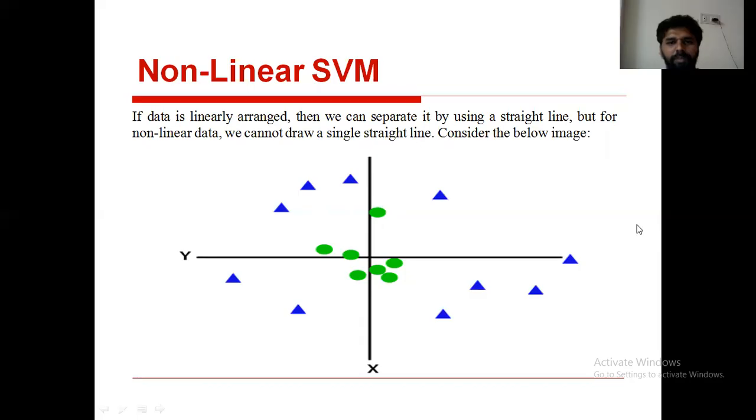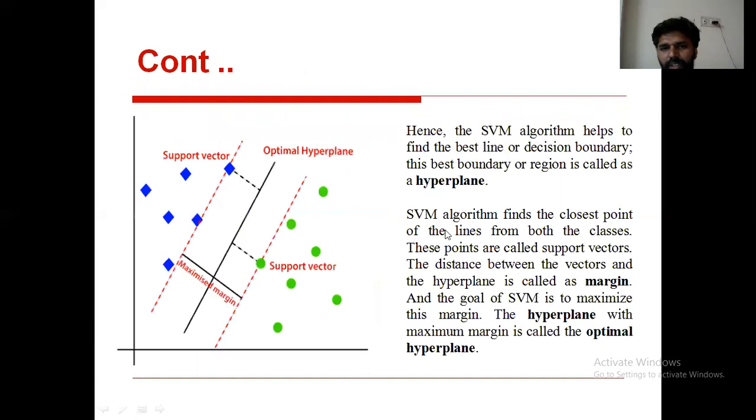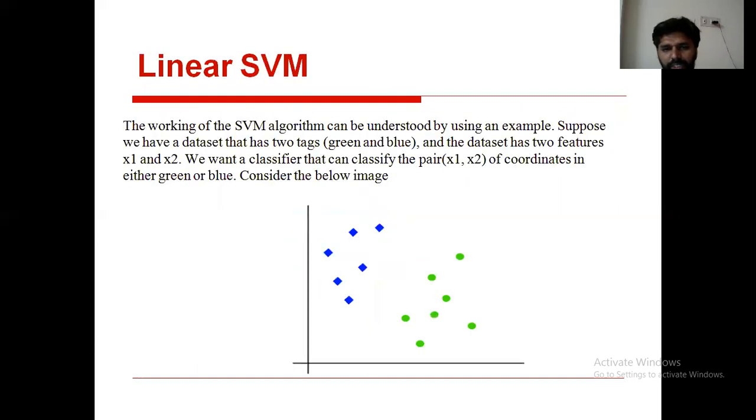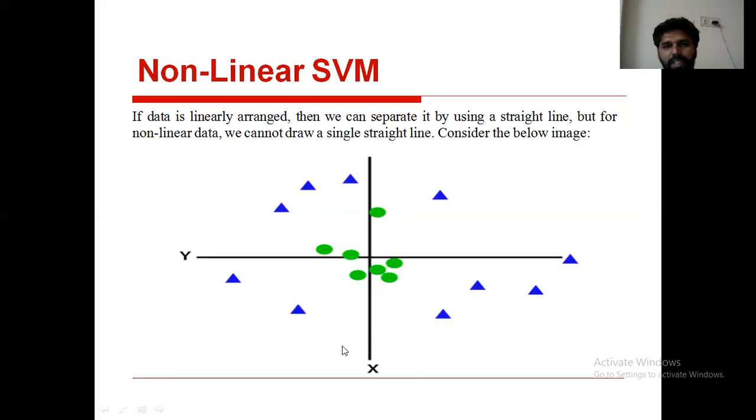Observe this here. These are the instances. The blue color instances and the green color instances are arranged like this. Observe the difference from the linear data representation. In linear data representation, yes, we can separate the data by using straight lines. Whereas in non-linearly separable data, we can't separate this data by using a straight line.